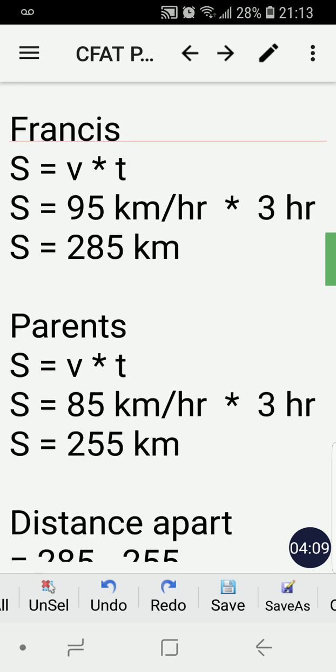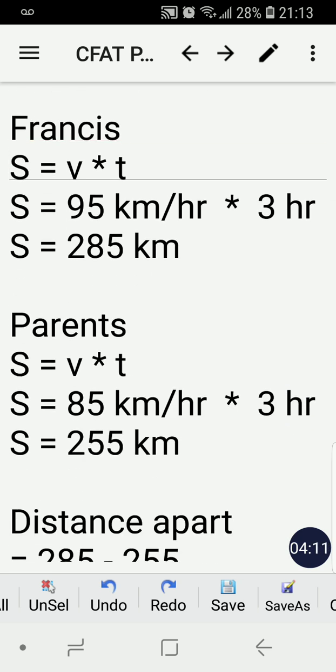So for Francis, S equals VT. S is equal to 95, that's the speed of Francis, times 3 hours, the time elapsed. So we get S is equal to 285 kilometers. That's the distance traveled by Francis with 95 km/h speed after 3 hours.